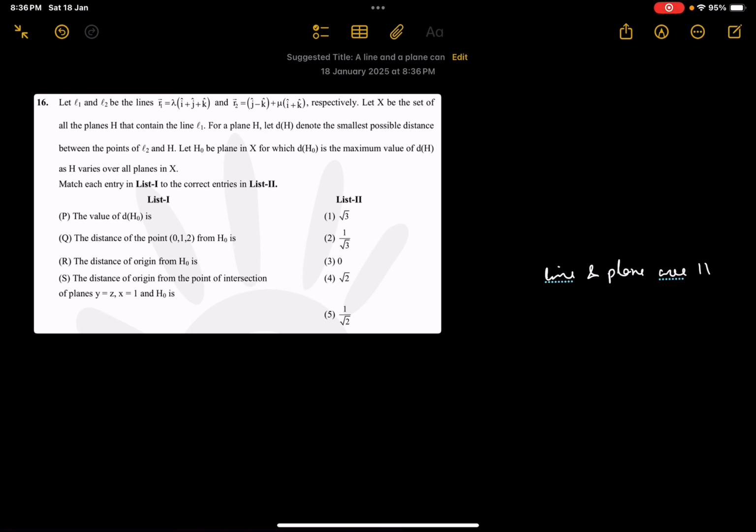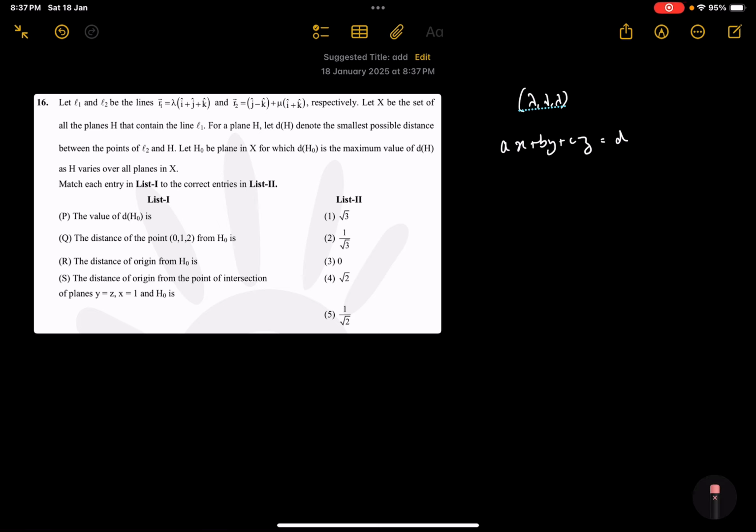So we have been provided with two lines. X is the set of all the planes that contain the line L1. The line L1 is lambda times i plus j plus k cap. So all the points of the form lambda comma lambda comma lambda. So ax plus by plus cz equals d is a general equation of a plane.